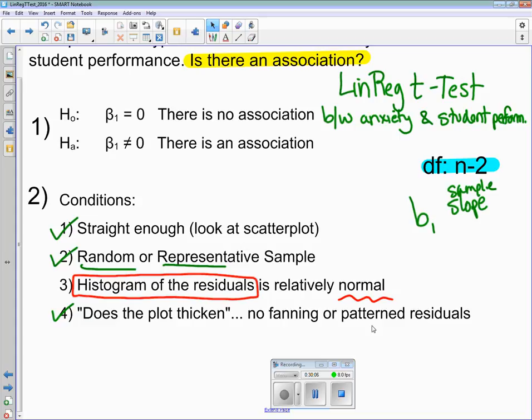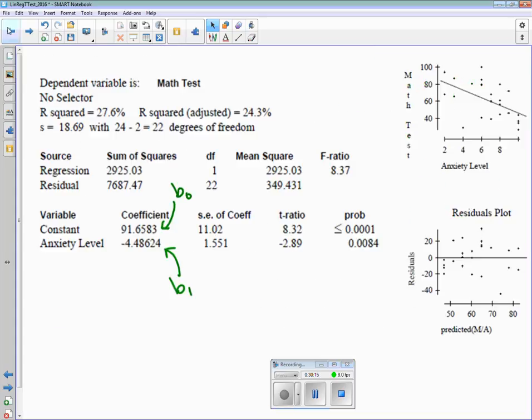The residuals. There should be no pattern. When we originally did the residual plot, it should be no pattern, scattered. And it was. Remember, if we looked at this residual plot, had no pattern here.